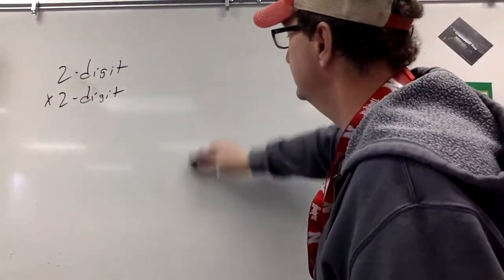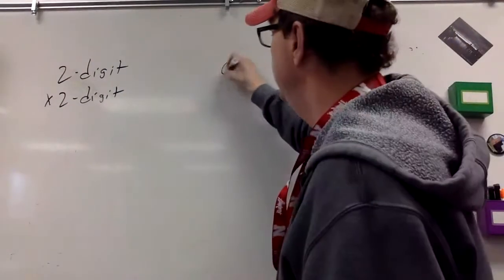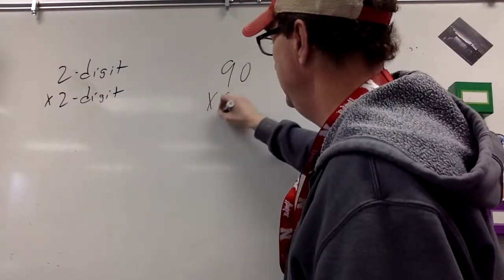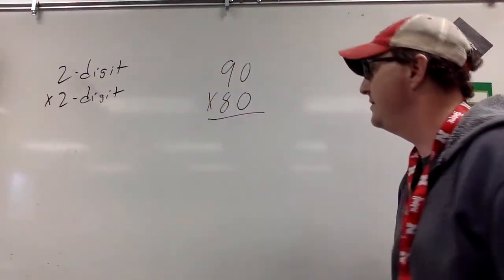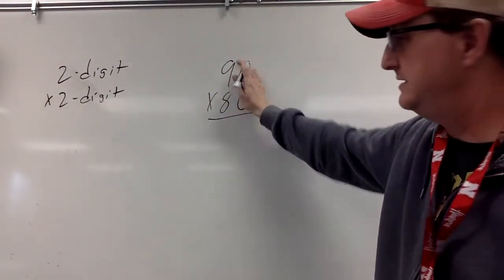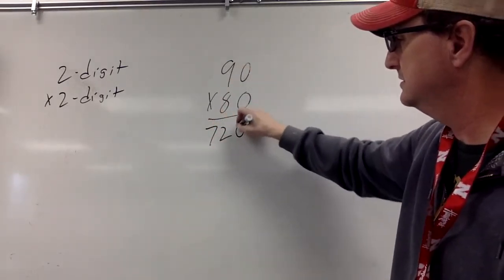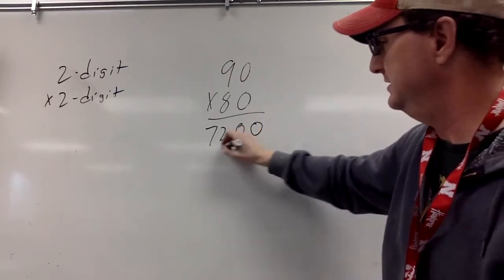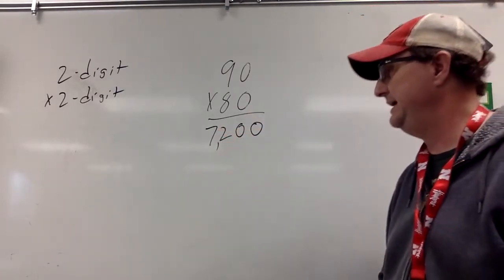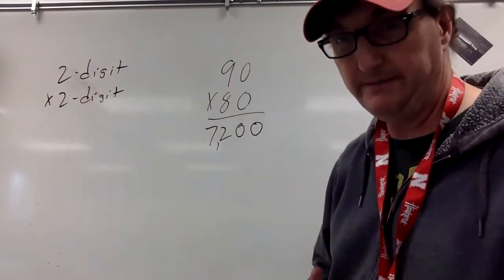One more. All right, let's do 90 times 80. Pretend the zeros aren't there. So you got 9 times 8. 9 times 8 is 72. Then 0, 0. So 90 times 80 is 7,200. Okay.